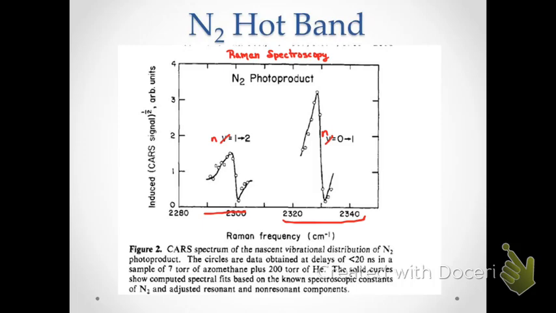And again for this, the hot band occurs at lower frequency, and the difference between the 2 lines is 2 nu exe. So again, we could use this to calculate the anharmonicity constant for the nitrogen molecule.